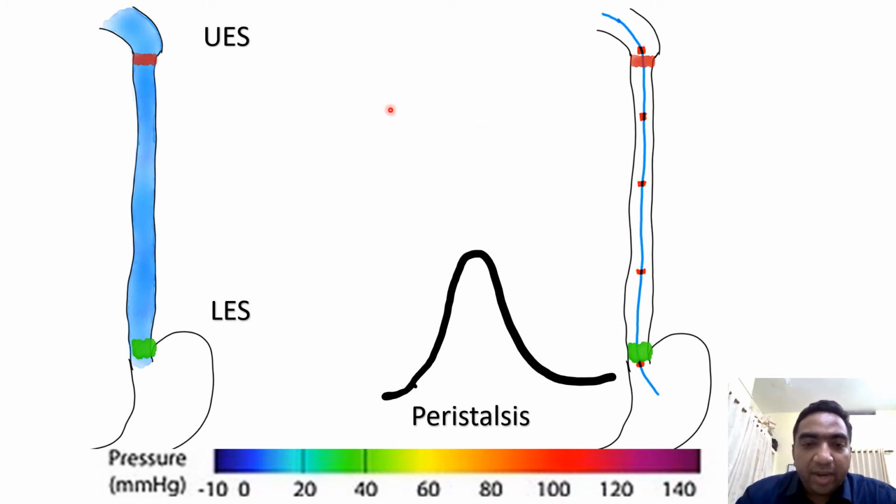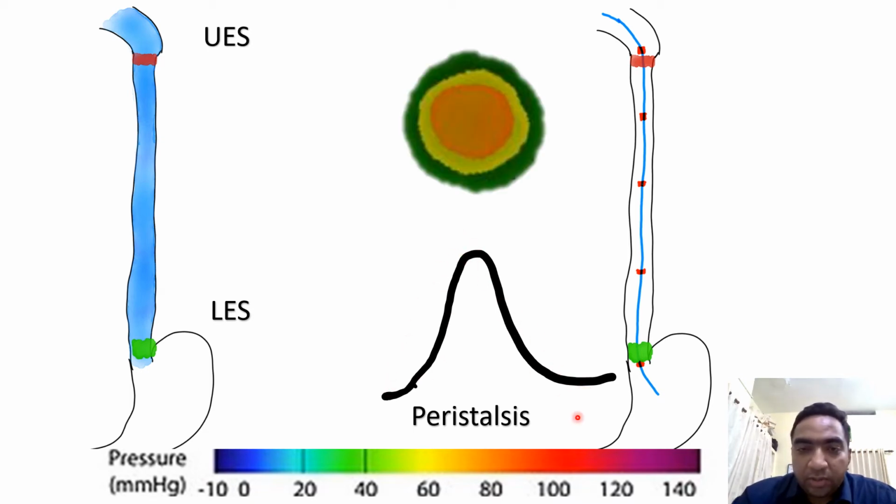So what will happen in a pressure wave? How will the pressure wave be recorded? This is the peristalsis, a peristaltic wave. How is it recorded? You see, it will be recorded in something like this.